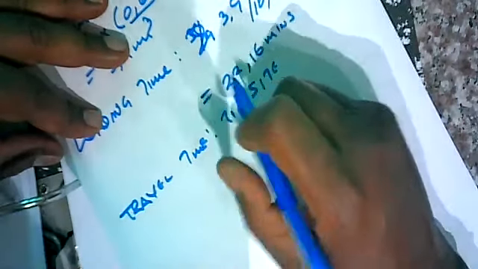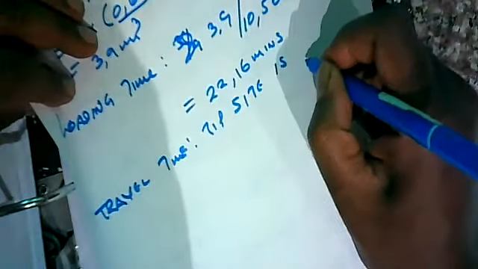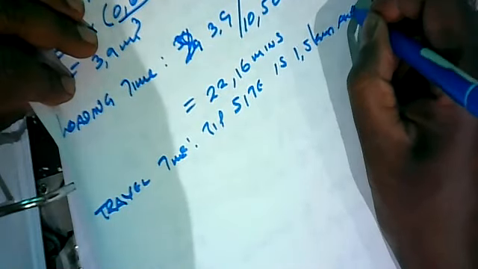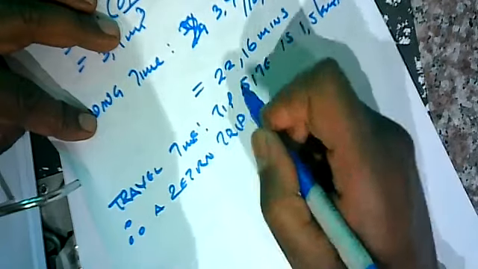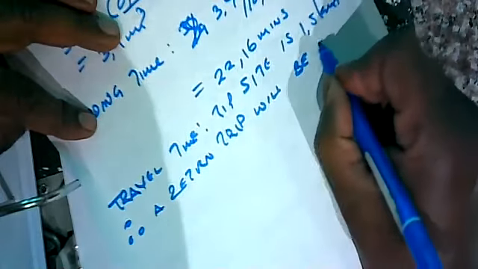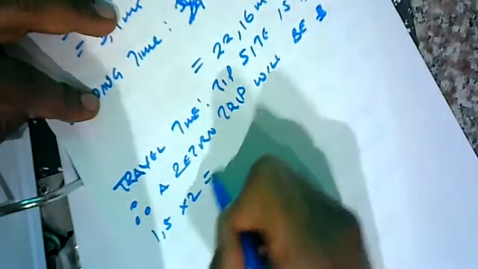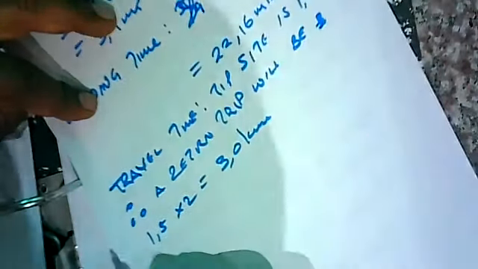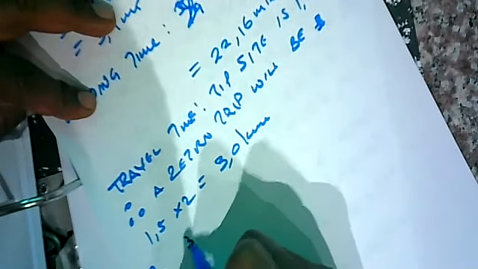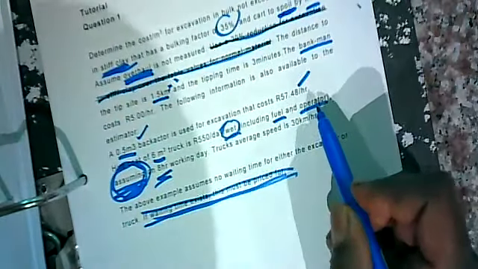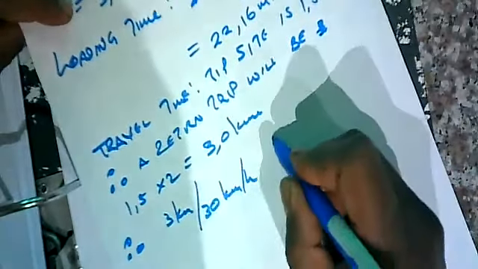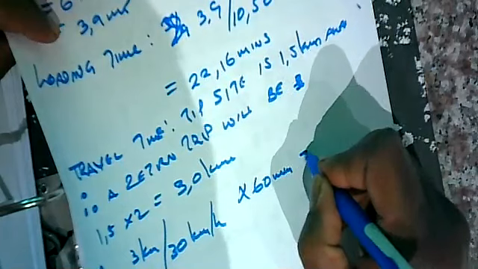Travel time, let's work that out. All right, the tip site is 1.5 kilometers away. Therefore, a return trip will be, let's do it easy, 1.5 times 2 will be 3.0 kilometers. That's our return trip to go and to come. Therefore, 3 kilometers divided by 30 kilometers per hour. Where did 30 come from? That's the speed of the truck. 30 kilometers per hour times 60 minutes is equal to 6 minutes.